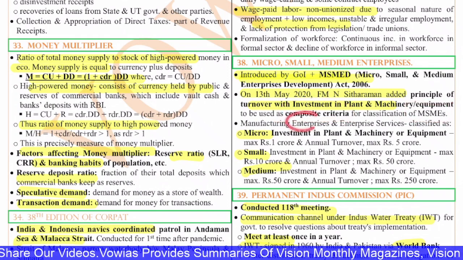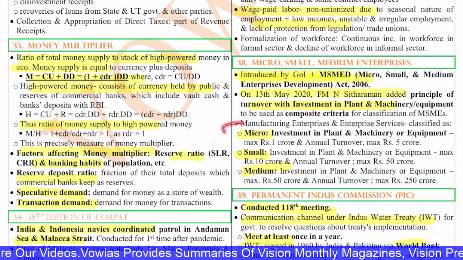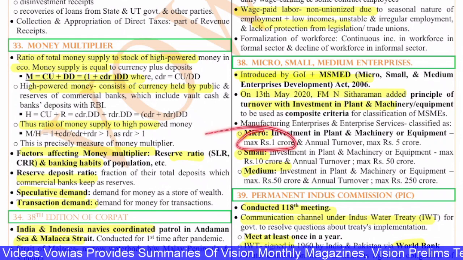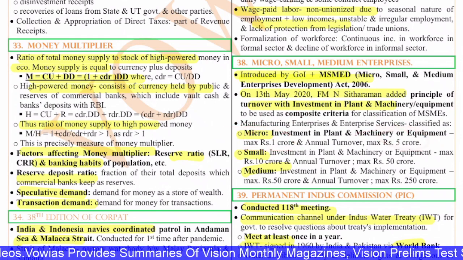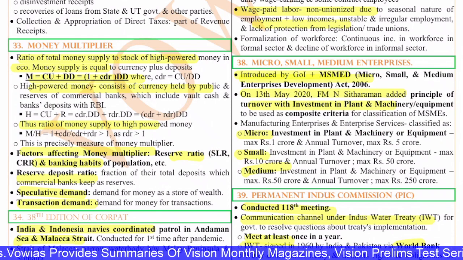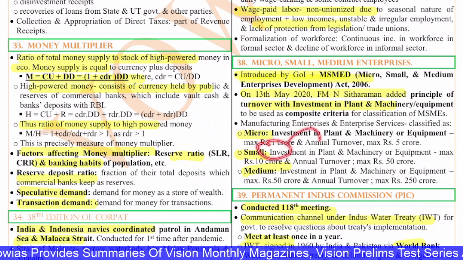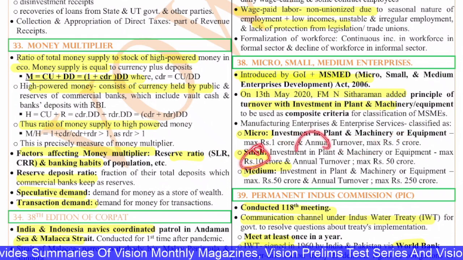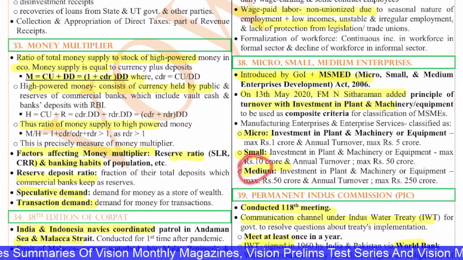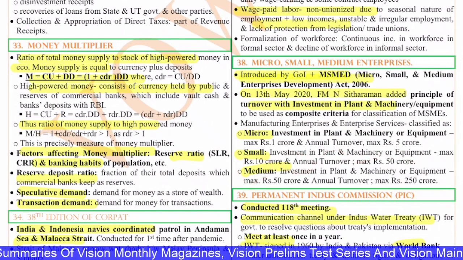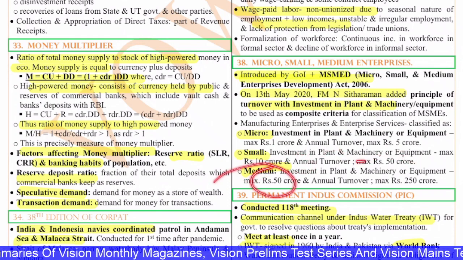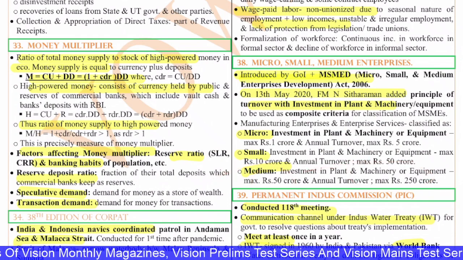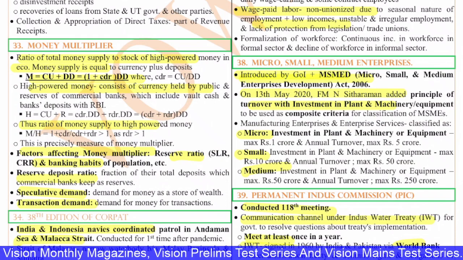The manufacturing enterprise and services enterprise is classified as micro when the investment in plant and machinery or equipment is up to a maximum of 1 crore and annual turnover a maximum of 5 crore. Small, which is the small industry, has investment in plant and machinery or equipment of a maximum of 10 crore and annual turnover of 50 crore. And medium means the investment in plant, machinery and equipment is a maximum of 50 crore and annual turnover is a maximum of 250 crore. So this is the basic definition of micro, small and medium enterprises.